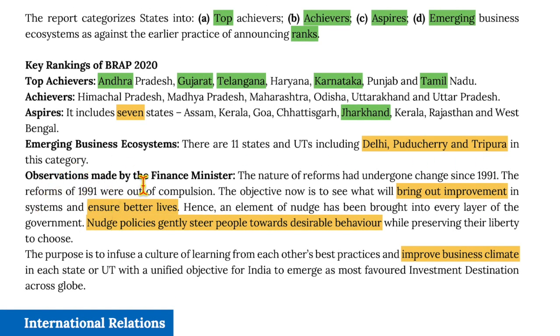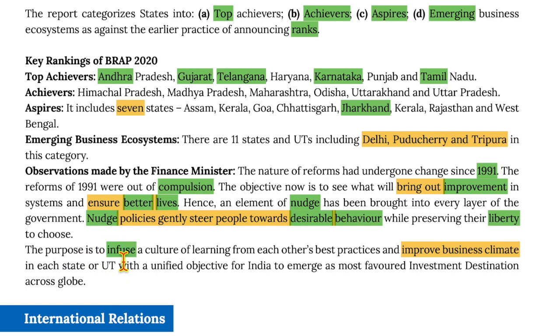The observation made by the finance minister is that the nature of reforms has undergone change since 1991. The reforms of 1991 were out of compulsion. The objective now is to see what will bring improvement in the system and ensure better lives. Hence, an element of nudge has been brought in every layer of the government. Nudge policy gently steers people towards desirable behavior while preserving their liberty to choose.